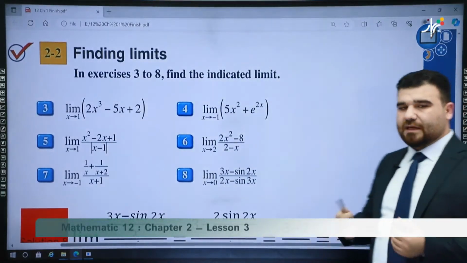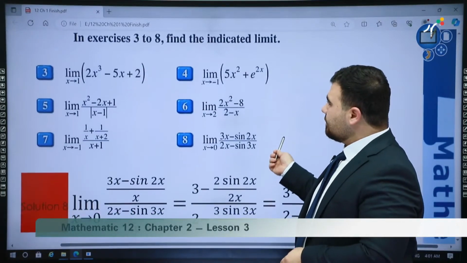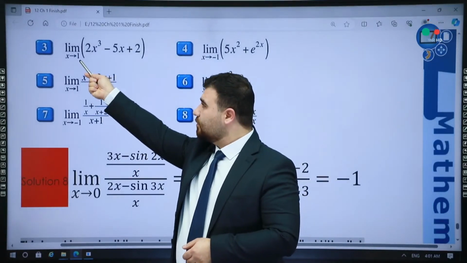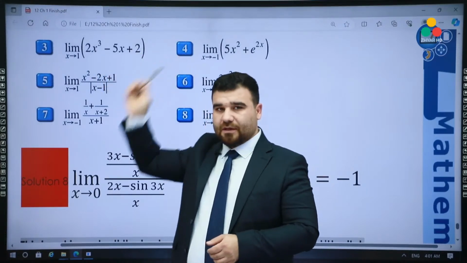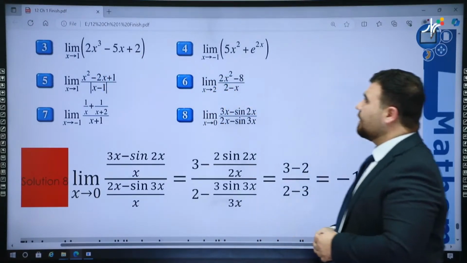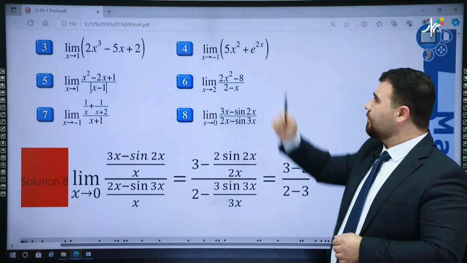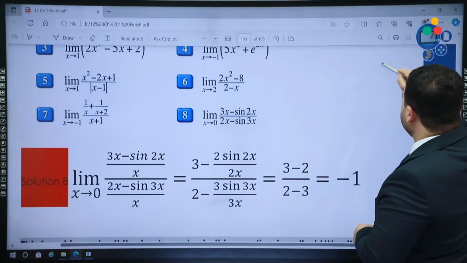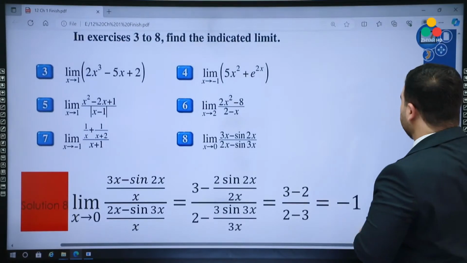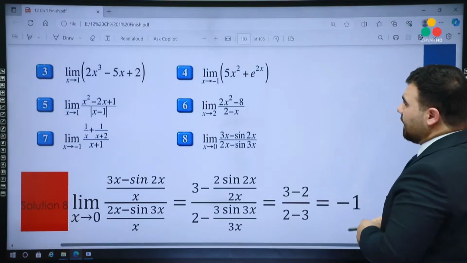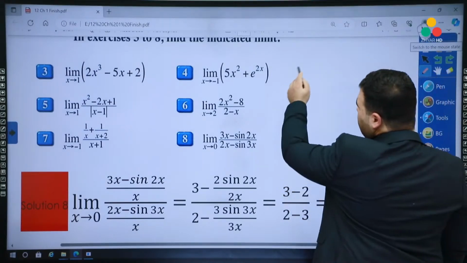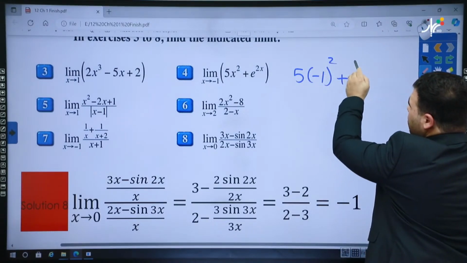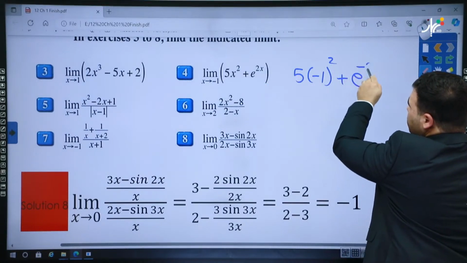Here are some good questions at the end of the chapter. Let's look at these. This one is obvious. That's direct substitution. You just put 1 in place of x, then calculate, you get the answer. Question 4, limit x tends to negative 1, and we have this. Let's do this one. Then if we put negative 1 in place of x, it will be 5 times negative 1 power 2 plus e power 2 times negative 1, which is negative 2.